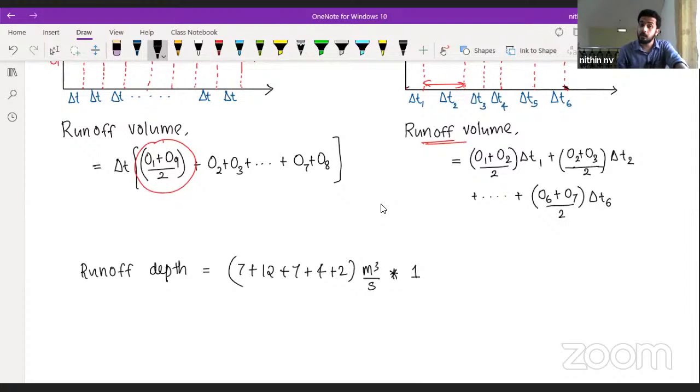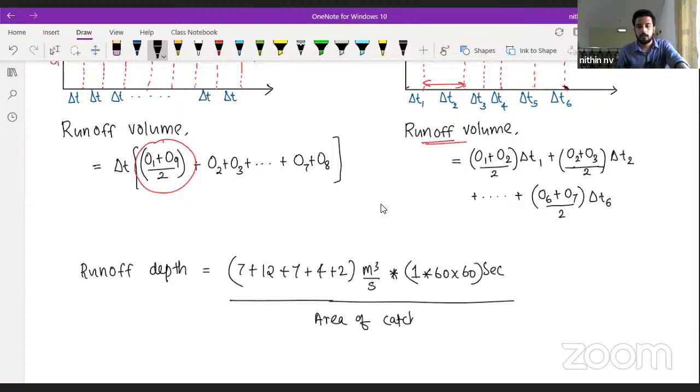Now we have 1 hour here. What we have to do? We have to convert into seconds, multiplying with 3600 or 60 into 60. Then only we are going to get it in meter cube. Now we have to divide that with area of the catchment. Right? Now whatever we are getting here, area of catchment, the unit will depend on the left hand side unit.